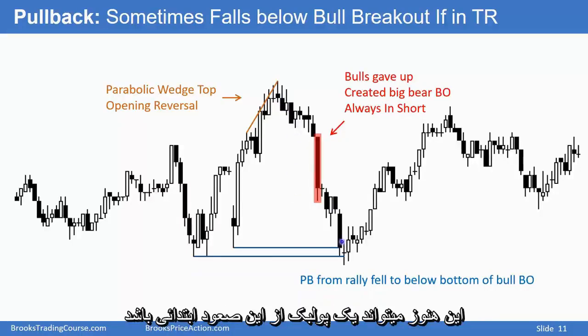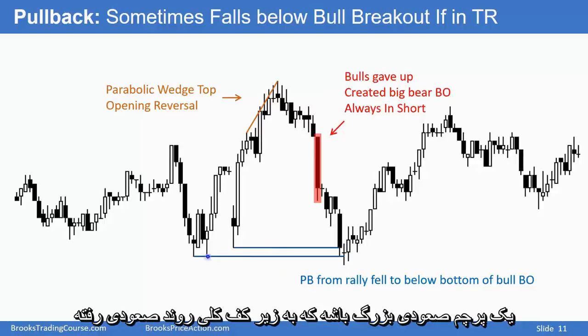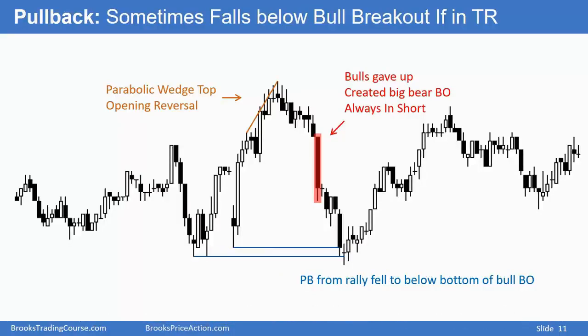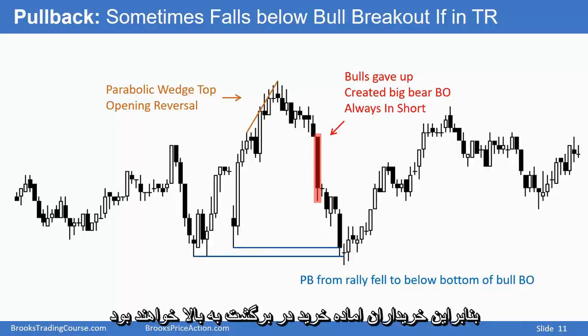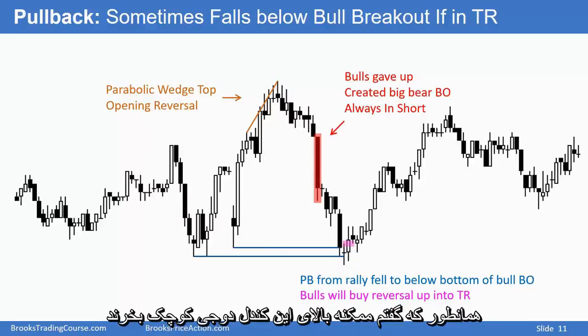This still might be a pullback from this initial rally. It fell below the bottom of the rally today, and it also fell below the bottom of the entire bull trend, which took place at the end of yesterday. It still could be simply a big bull flag falling below the bottom of the bull trend. So traders will be ready to buy a reversal up. As I said, they might buy above that little doji bar.